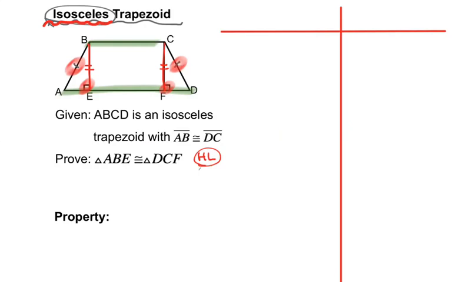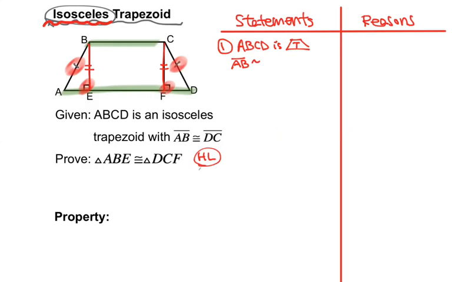All right, so here it goes. All right, statements and reasons. First, we're going to write down ABCD is a trapezoid. So what if I were to sketch the trapezoid and then write down T? And also we know that AB is congruent to CD, and those are all givens.